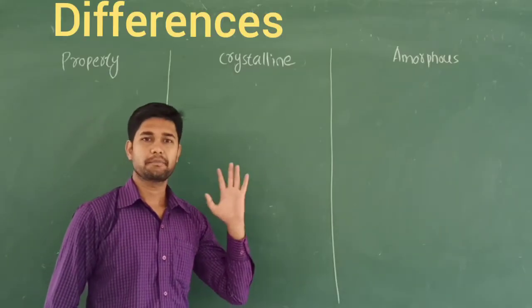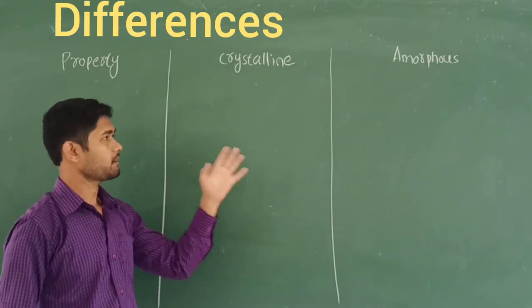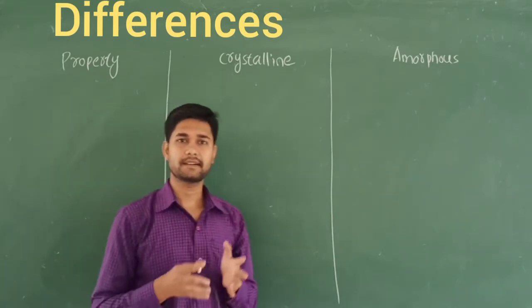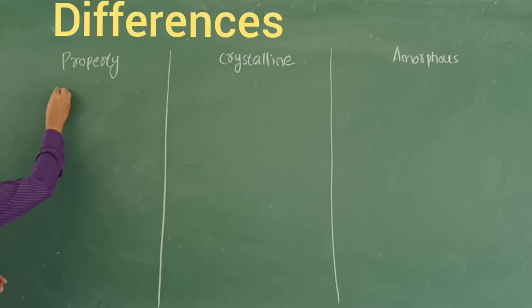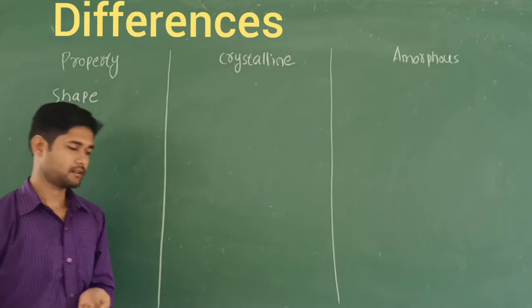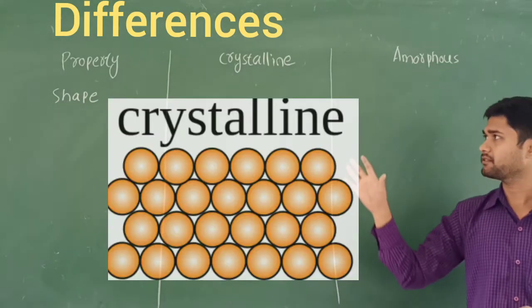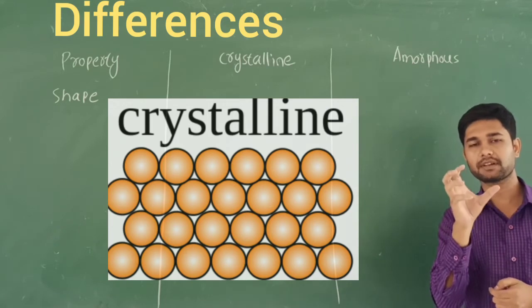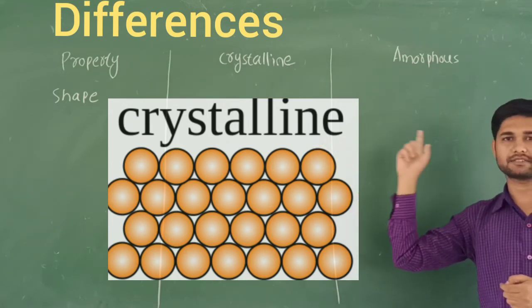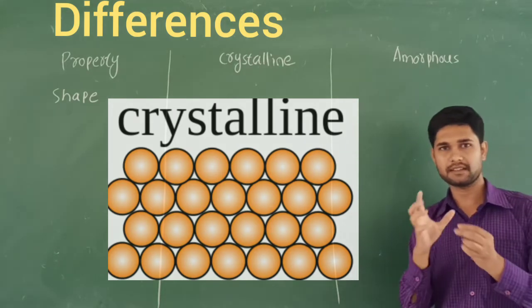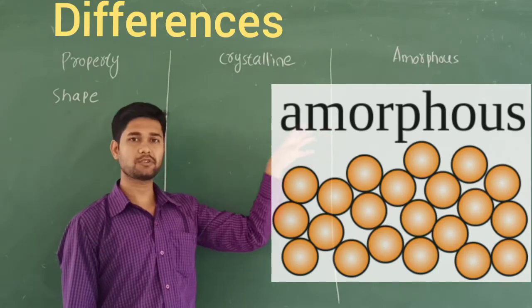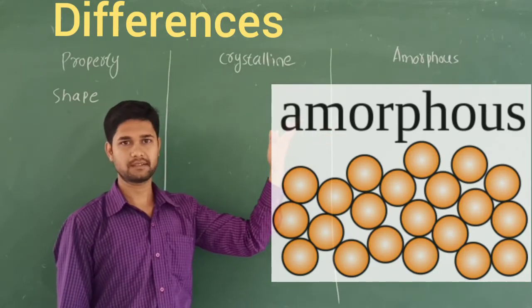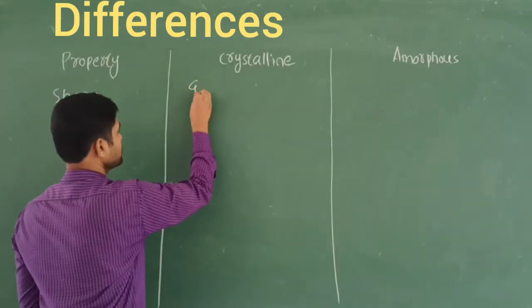Let us study a brief differentiation between crystalline and amorphous solids. Here we are going to study in depth the classification of the solid state. Let us discuss the first property, which is shape. When you look at the picture of the crystalline solid state, the constituent particles are in a very systematic arrangement, a disciplined mode. What about the amorphous structure? When you see the arrangement of the constituent particles, they are of irregular shape, while the crystalline solid has a geometrical shape.